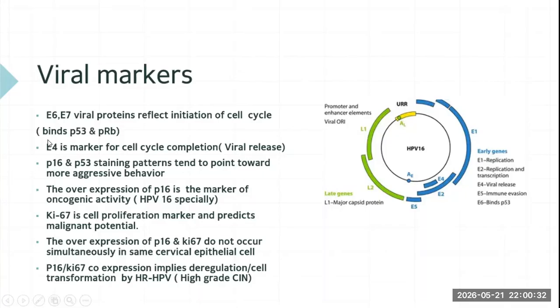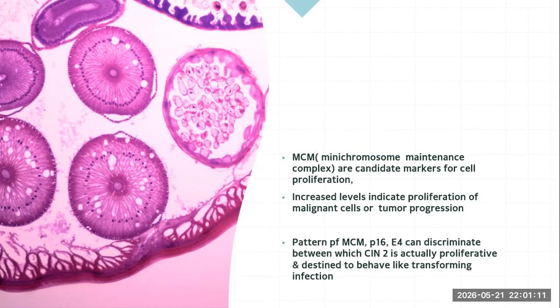So I have already told you that E6 and E7 reflect the initiation of the cycles and they bind P53 and the retinoblastoma gene. E4 is a marker for cell cycle completion. P16 and P53 staining patterns tend to point towards more aggressive behavior, and Ki67 is a cell proliferation marker and predicts the malignant potential. Although P16 and Ki67 don't normally exist in the same cell, if they are found in the same cell, then this means that high-grade CIN or the transforming type of infection is present.